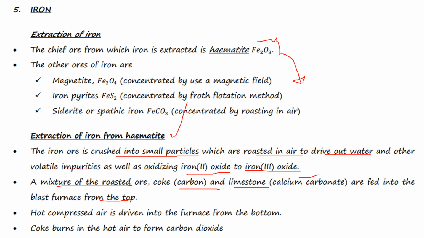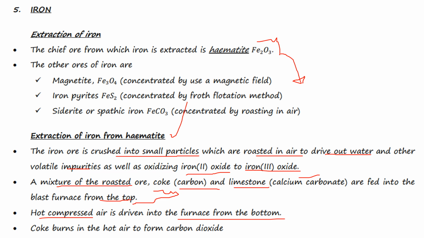After that, hot compressed air is going to be driven into the furnace straight away from the bottom. When we push in hot concentrated air, it's like burning this mixture that you have placed at the top of the furnace in dry air. Remember that we place a mixture of our ore, the coke or carbon, and limestone at the top, and we are putting hot compressed air. In other words, we are putting air together with heat at the bottom of the furnace.